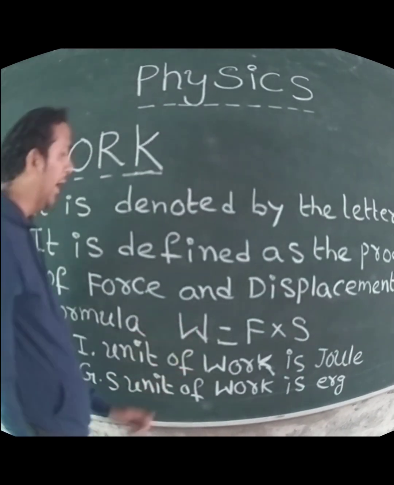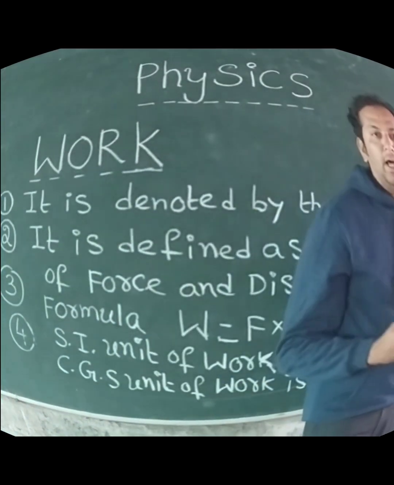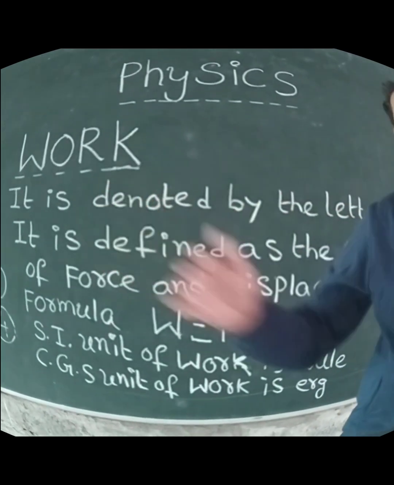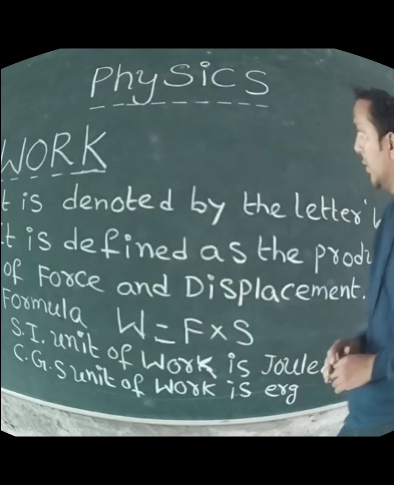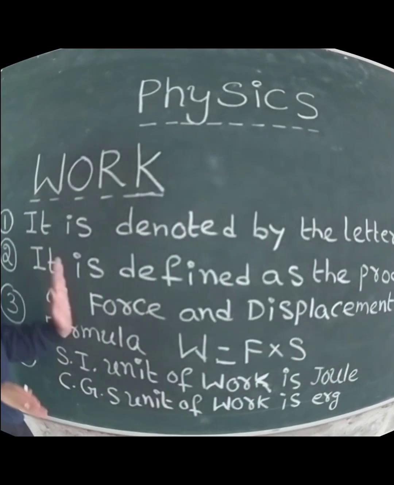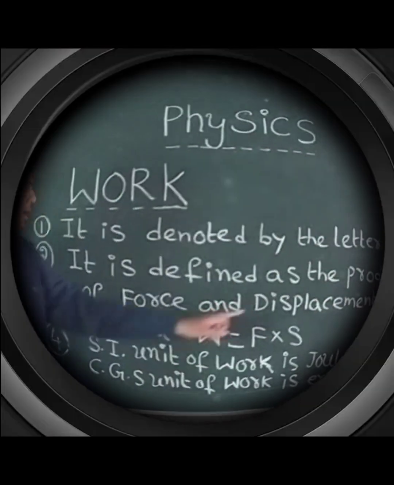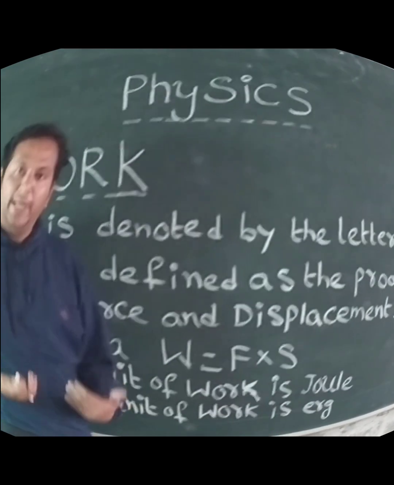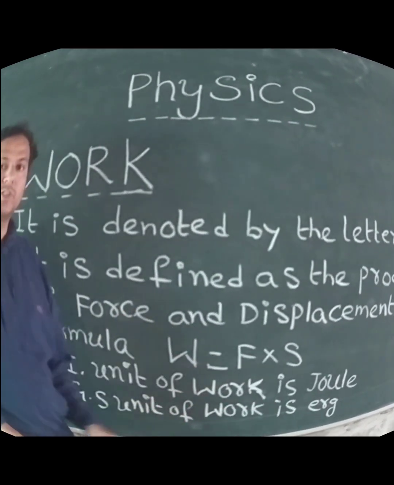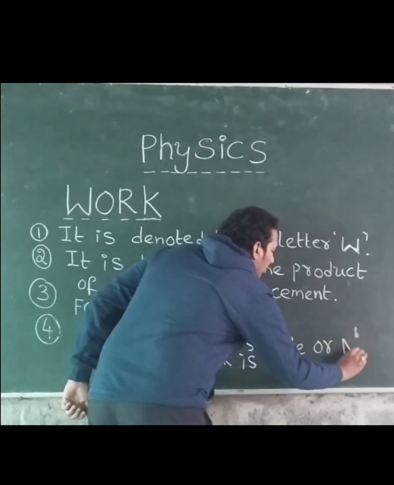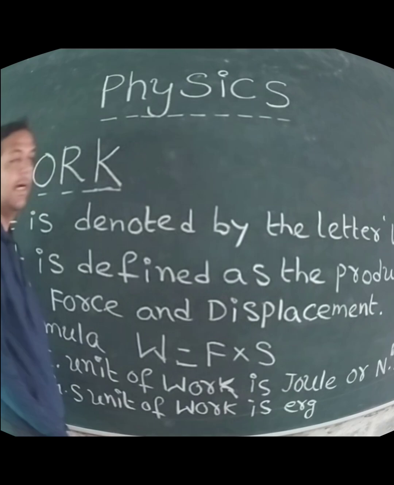We can say easily that work is the product of force and displacement. We are applying some force on the object, so it will move from one place to another place. That is called displacement. What is the unit of displacement? Meter. What is the unit of force? Newton. We can write the unit of work as Joule or Newton meter.